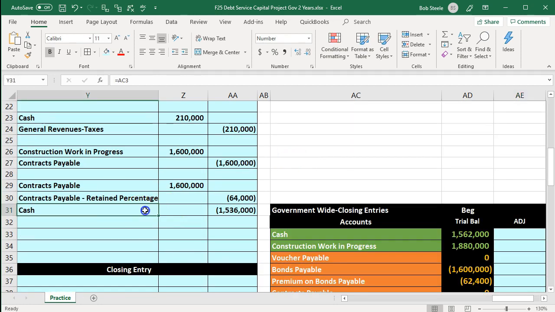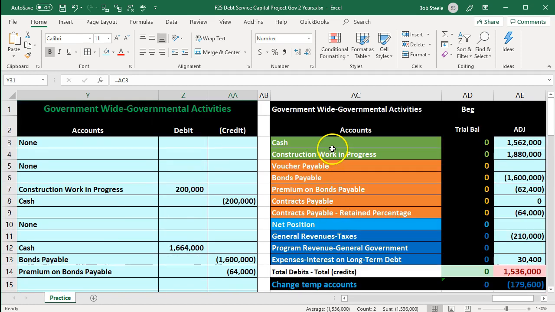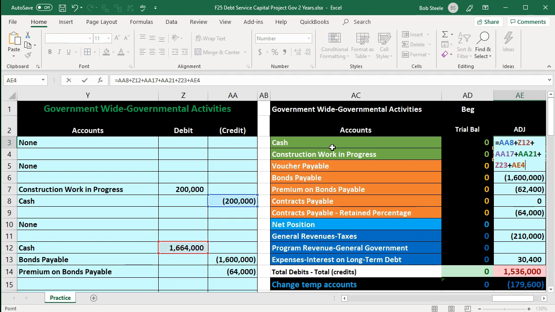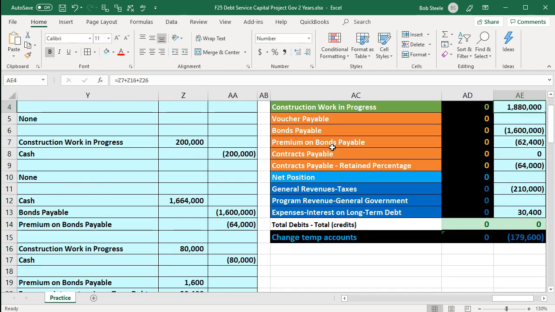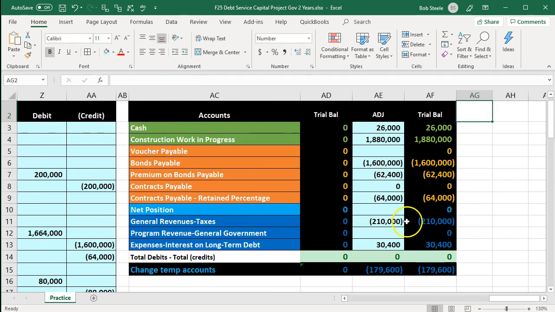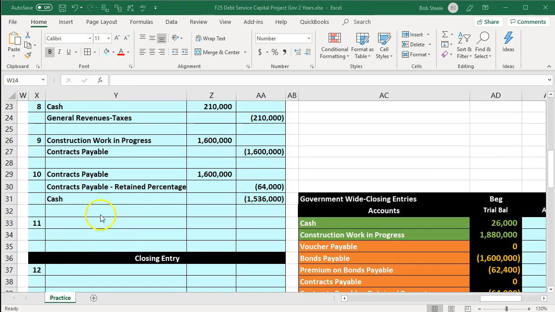And then finally, we have the cash. We're going to credit cash, so we're going to scroll back up top. We're going to go into AE3. Something's in it, so we're going to say F2 plus F2. Scroll back down, picking up the cash amount of the 1,536. That, of course, puts us back in balance. So now we can consider, what are we going to do for the debt service fund?